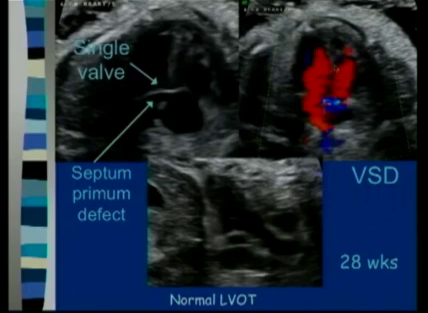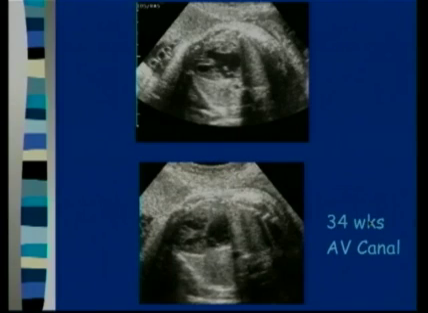Again, a case here, you don't see what we expected to see, and on our LVOT, you often will see your VSDs, but you do not see it in this patient. It looked normal. When she came back at 34 weeks, you can see this hole in the middle of the heart, and indeed, that is an AV canal.